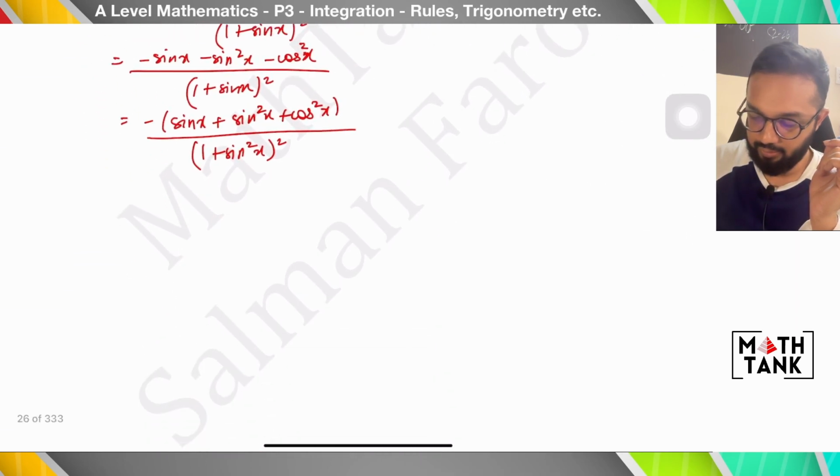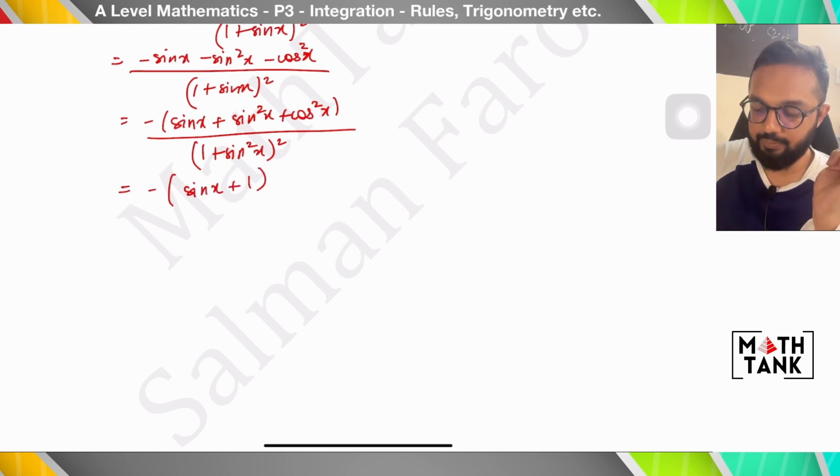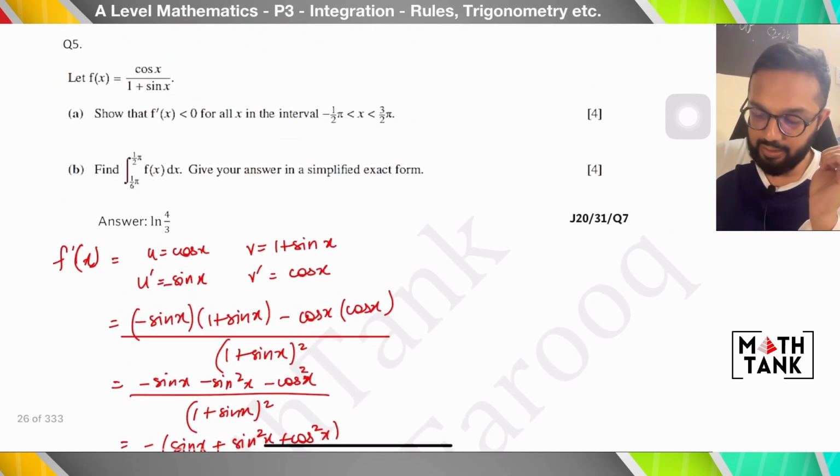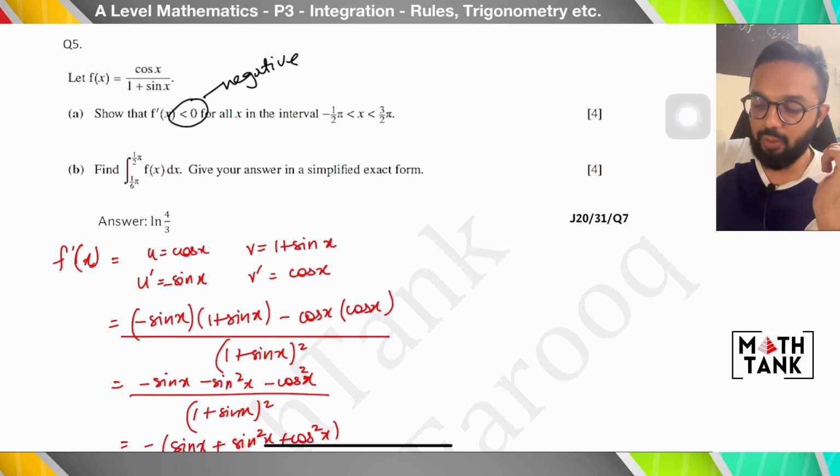So sin x plus 1, and the denominator is 1 plus sin x whole squared, which means that I can cancel one of these out. This bracket cancels out with one power of the bracket, and I'm left with minus 1 in the numerator and 1 plus sin x in the denominator. What I had to prove is that it is less than 0, which means that it is negative for all x in the interval.